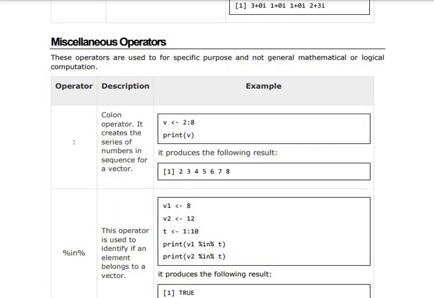So we have miscellaneous operators. The first one is colon operator. It creates a series of numbers in sequence for a vector. Look at the example 2 colon 8. 2 colon 8 means you get a series of numbers from 2 to 8.